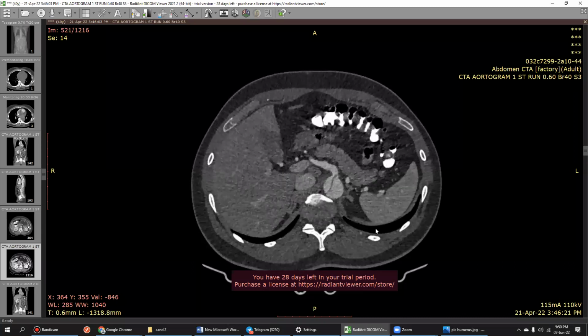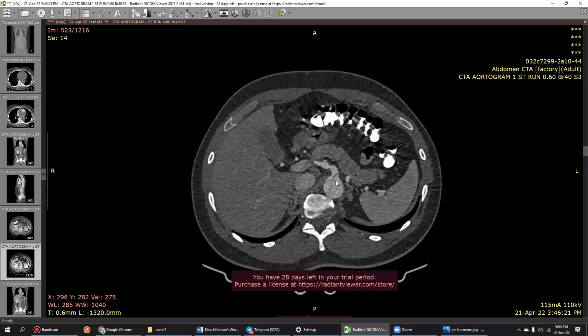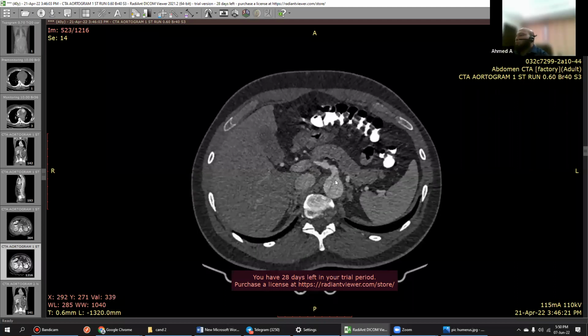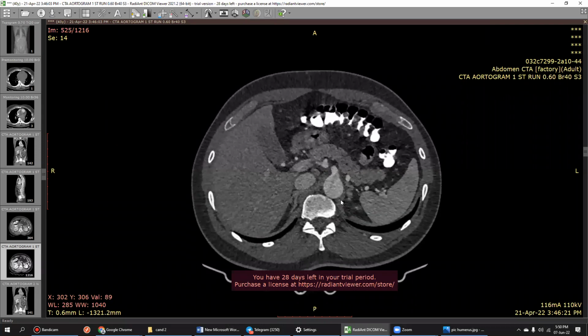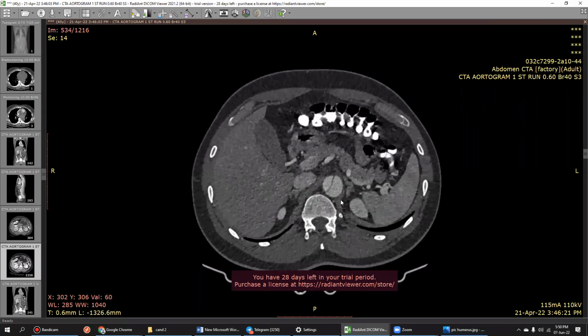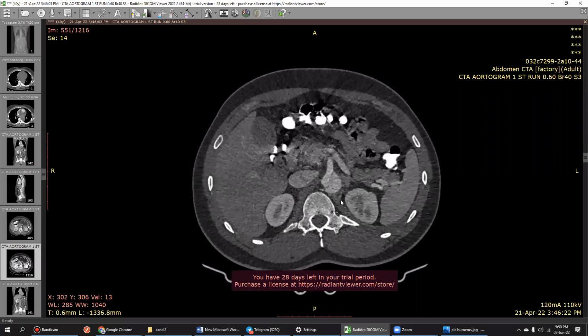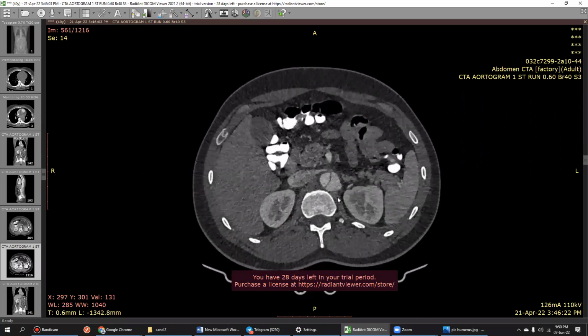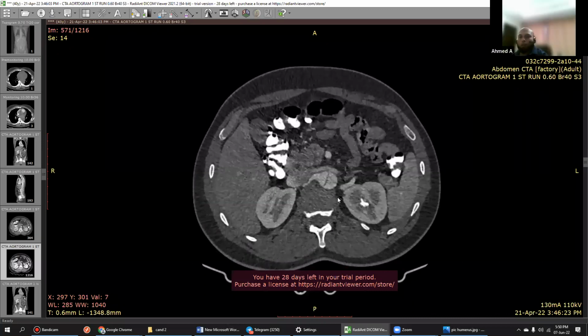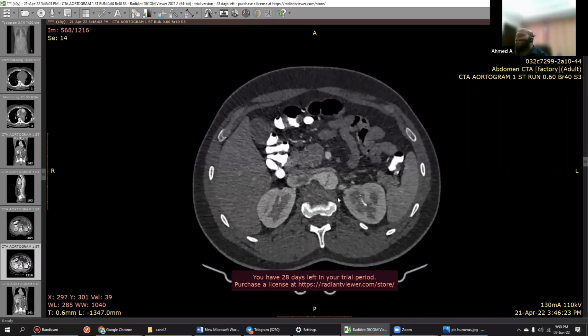There is some dissection. The flap is extending into the superior mesenteric artery proximally. That was the celiac; the superior mesenteric is fine. That was the cause of the epigastric pain. Whenever he was eating, he was getting pain.